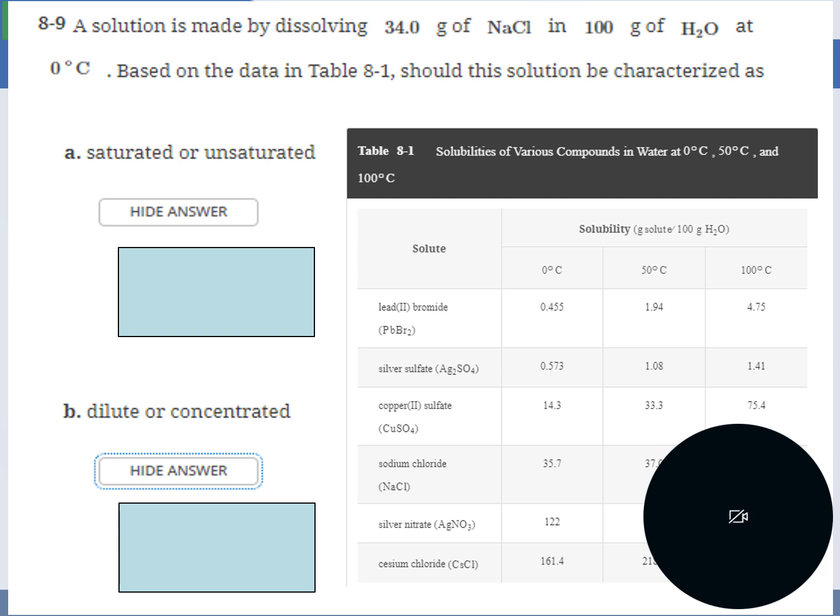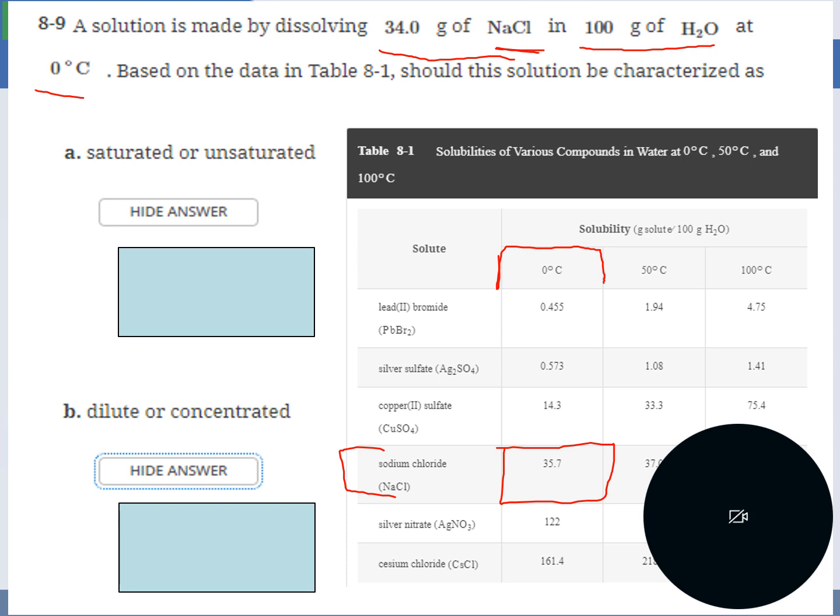Here's another learning check. Here's a chart of information that you have to look over, and a solution is made by dissolving 34 grams of sodium chloride in 100 grams of water at 0 degrees Celsius. So we would be looking and focusing on this section of our data table, and you're going to tell me whether the solution can be classified as saturated or unsaturated.